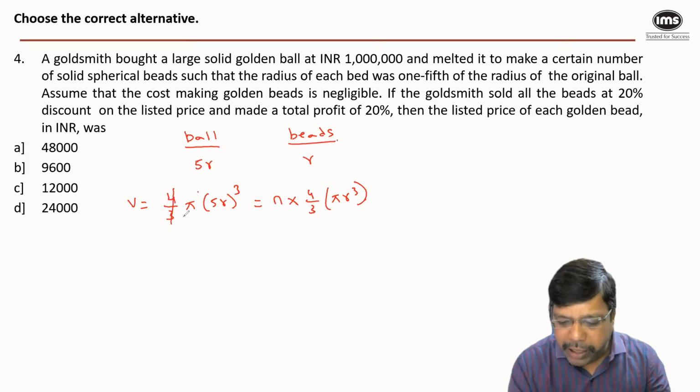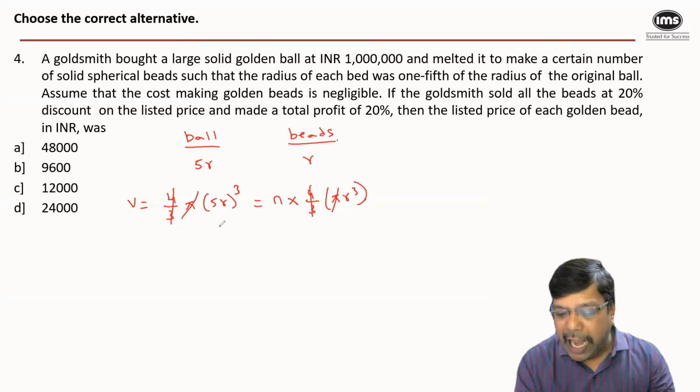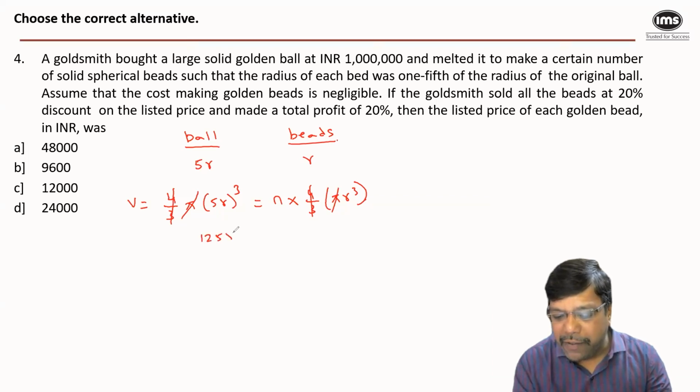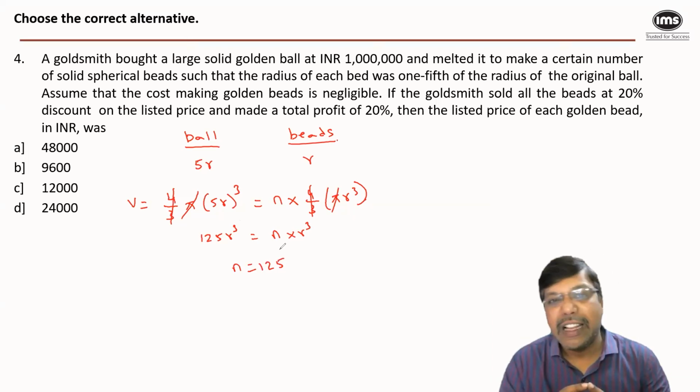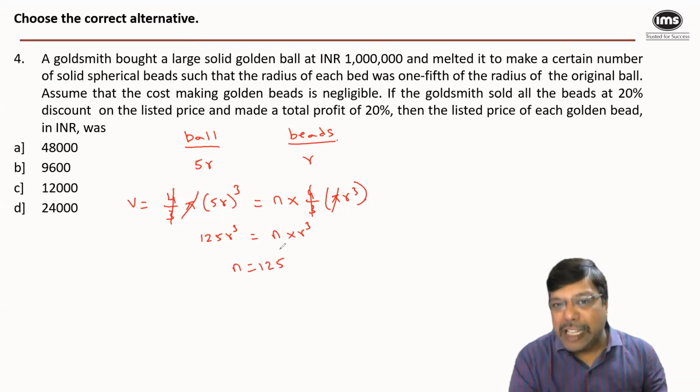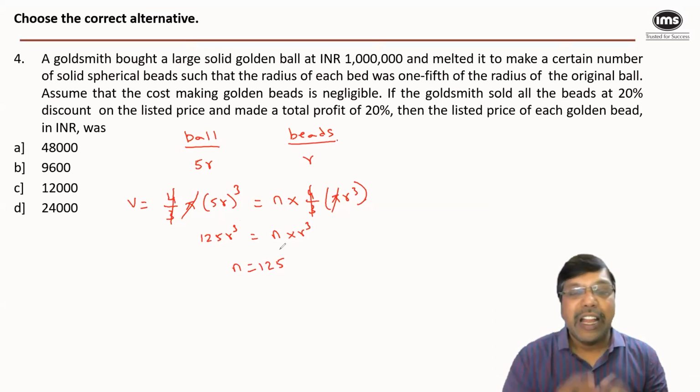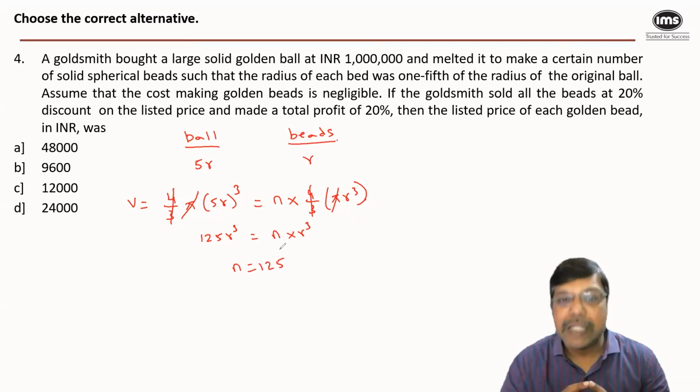Now 4 by 3 into pi gets cancelled out easily, and we get 125 r cube is equal to n into r cube. Thereby, the number of small spherical beads we have is 125. Now, with this, the concept of mensuration is done. From here on, we need to apply the concept of profit and loss.